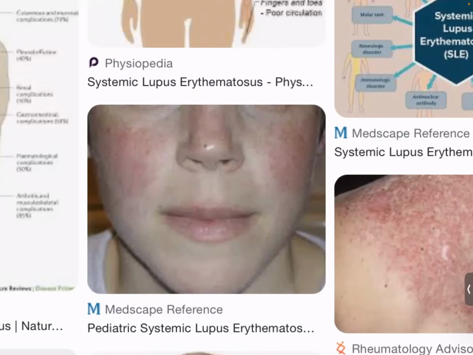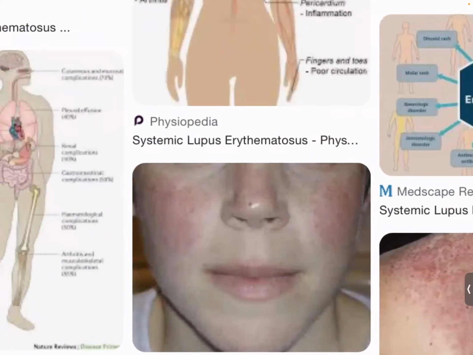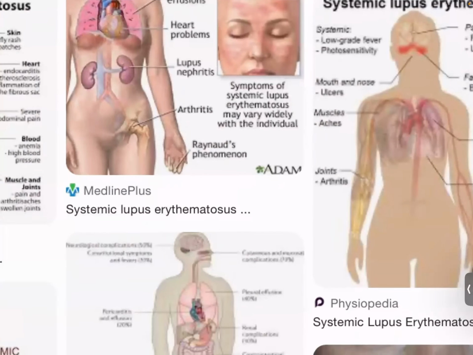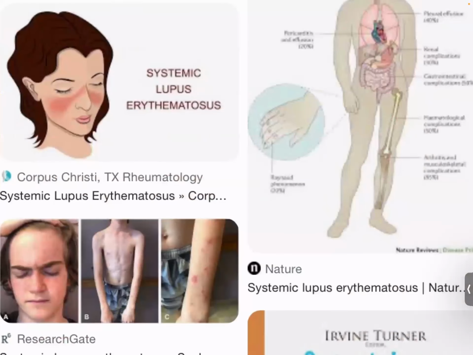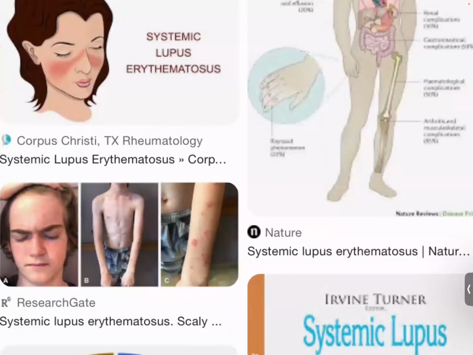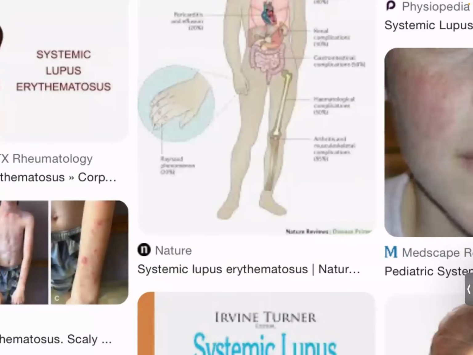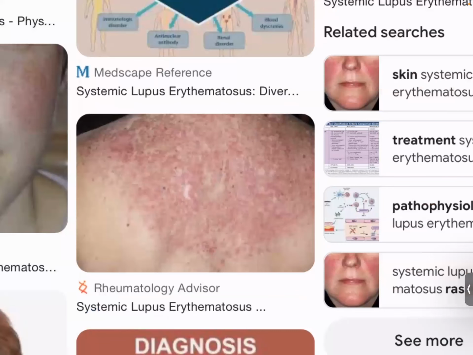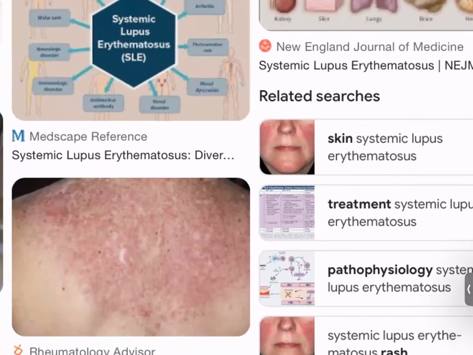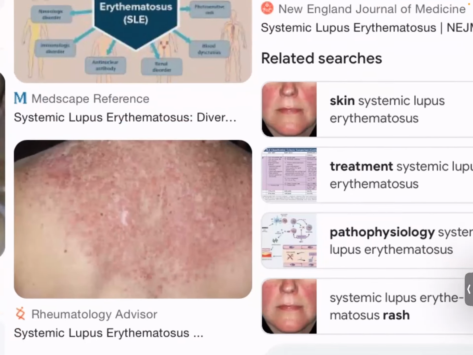It's found in sarcoidosis, lupus pernio. This here is systemic lupus erythematosus. Here is the discoid lupus erythematosus or malar rash or butterfly rash. It's a skin rash on sun exposure.